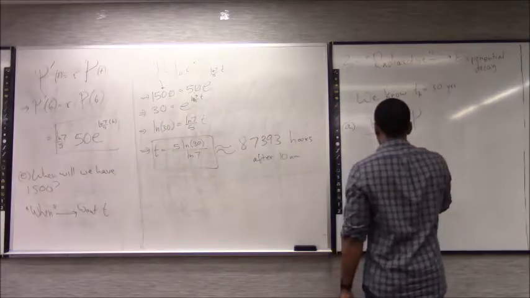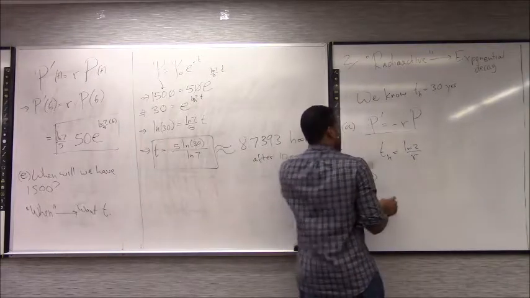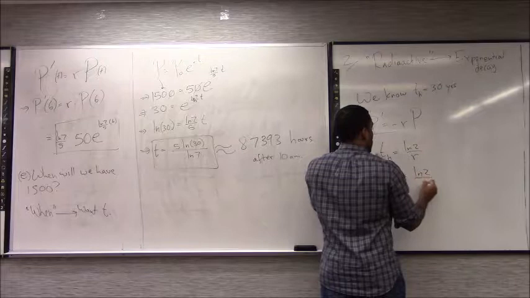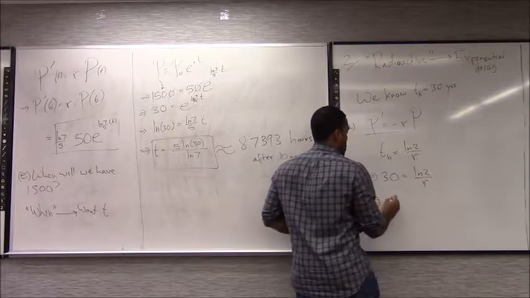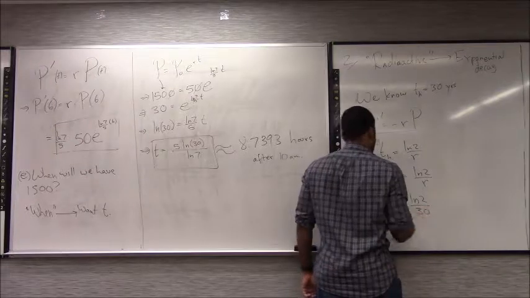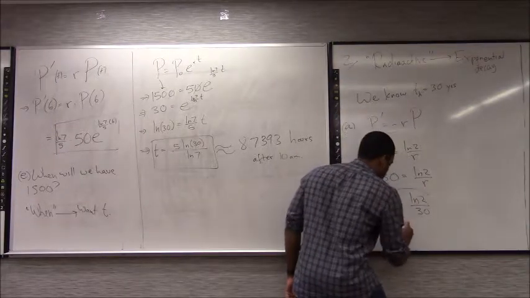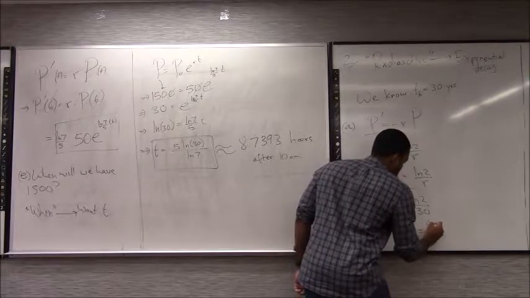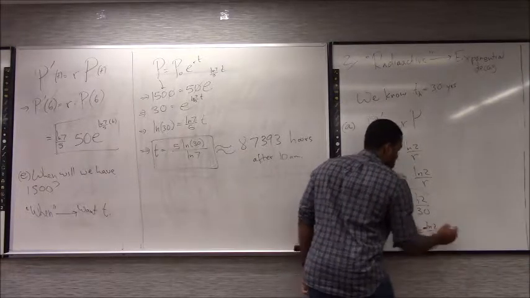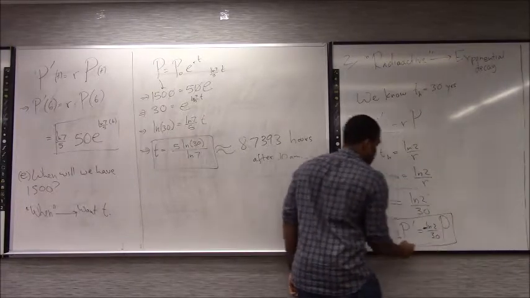We know that t_half is equal to ln 2 over r. This would mean that if I know the half-life is 30, this is equal to ln 2 over r. This means that r is equal to ln 2 divided by 30. And this means, therefore, that P prime is equal to minus ln 2 over 30 times P. That's our answer.